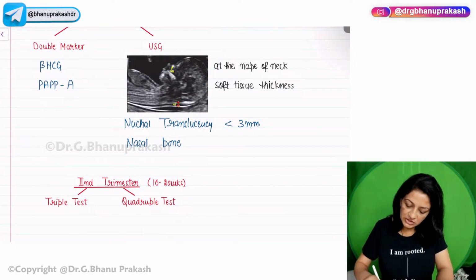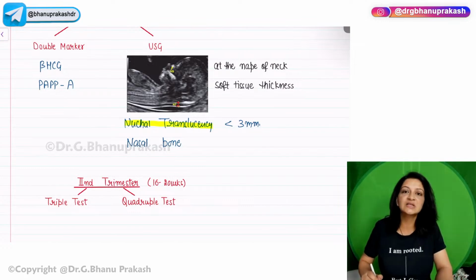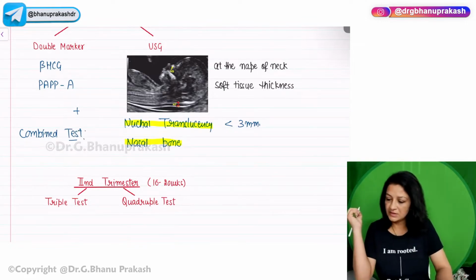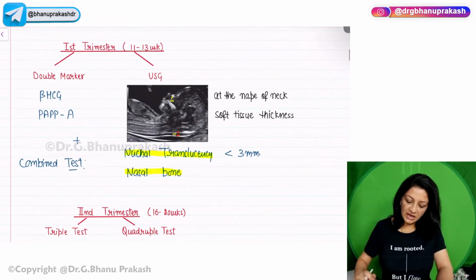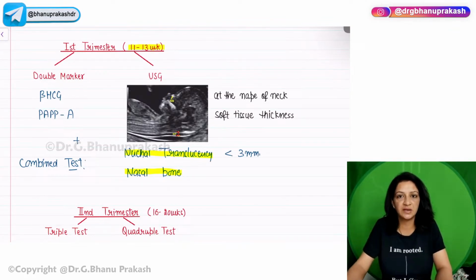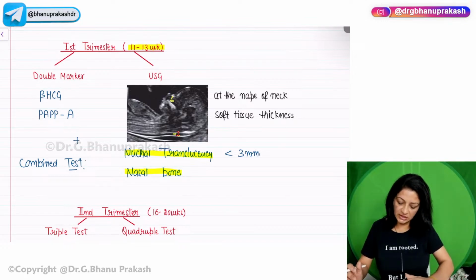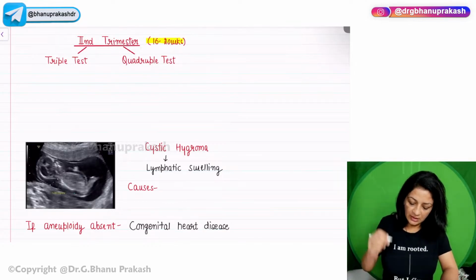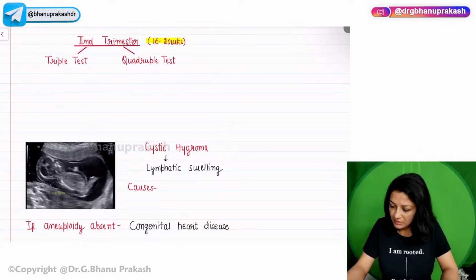So ultrasound में we will check the nuchal translucency. It should be less than 3 mm and presence of nasal bone. और इन दोनों टेस्ट को हम कहते हैं combined test. Combined test. So these are the first trimester tests, 11 to 13 weeks. These are only screening tests. So in second trimester, 16 to 20 weeks, triple test and quadruple test.